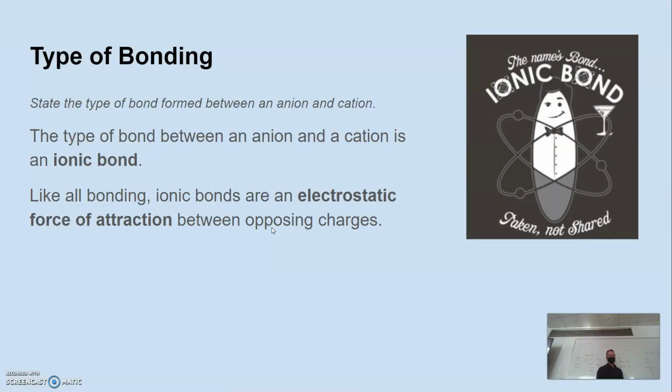State the type of bond between an anion and cation. Well, this whole part of the unit is called ionic bonding. So the name of the bond is ionic bond. If we want to consider a bit more detail about that, it's called an electrostatic force of attraction. In fact, all bonding is electrostatic, but it differs in some manner.